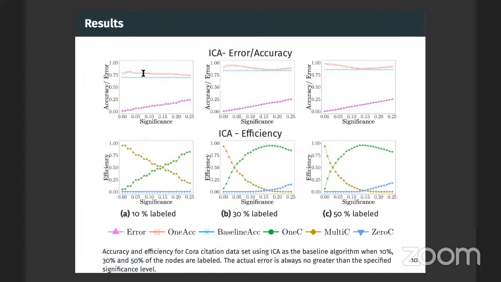And also we look at the accuracy. It's always better than the baseline accuracy that we would get from the classifier. And then lastly, if you look at the efficiency, like how many one-class predictions we make and how many multi-class predictions we make, at about, say, 0.15 significance, our efficiency is almost 90%. So that means for 90% of the data, we make a one-class prediction. So I think that's a very good statistic.